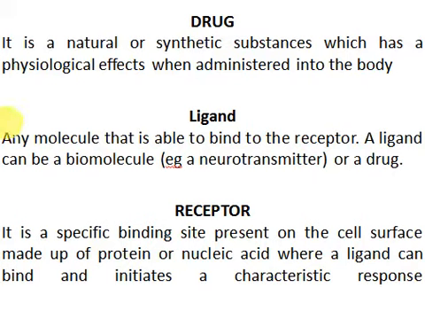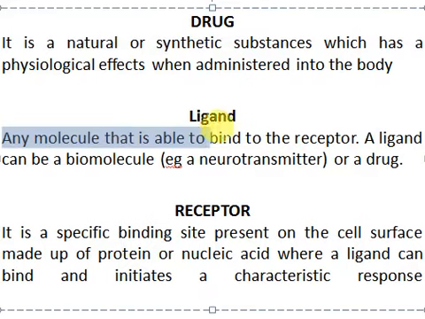The next thing is a ligand. Any molecule that is able to bind with a receptor molecule is called a ligand. A ligand can be a biomolecule, for example a neurotransmitter, or it can be a drug as well. So the basic condition for a ligand is that it is a molecule that is able to bind with a receptor.